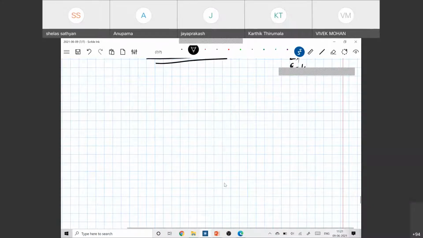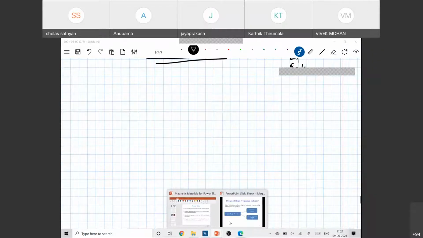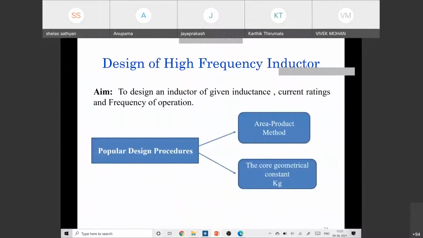For selecting the core or designing the inductor, we have two popular methods. One is known as the area product method. Another is known as the KG method, or core geometrical constant method. Both these methods are quite popular in our industry, and in today's lecture I will be concentrating on the area product method. Enough resources are available regarding the core geometrical constant method also. Both will finally give almost similar results, so it will not make much difference which method you are using.